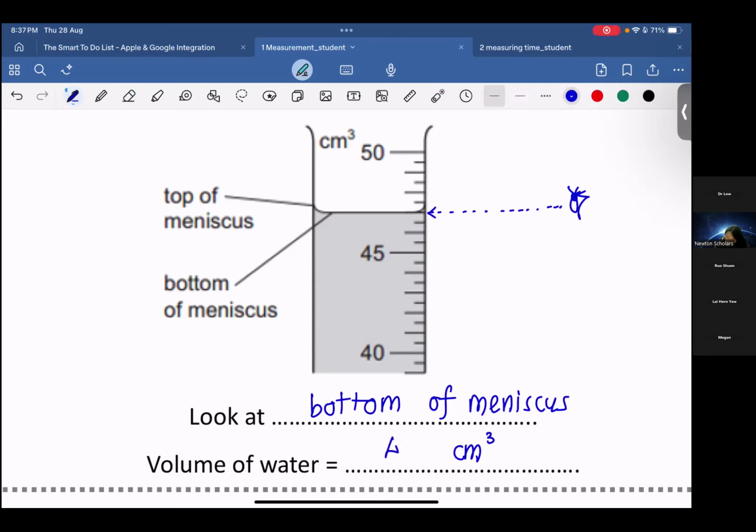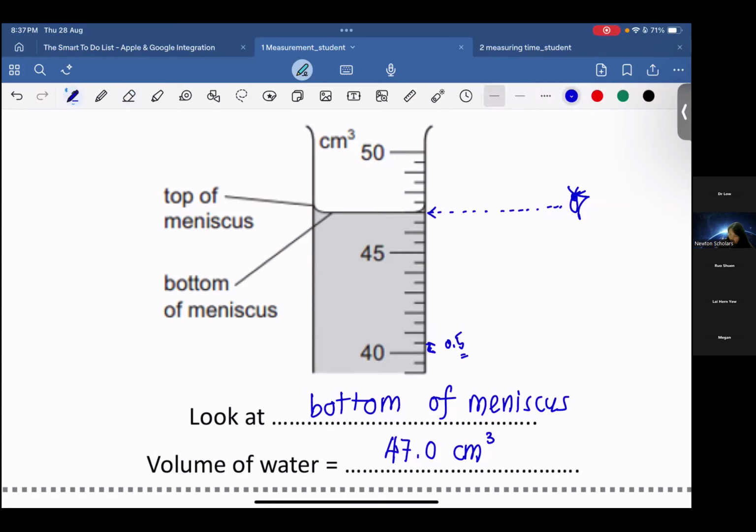I would like to write 47.0, because the smallest scale here is 0.5. That means one decimal place, so here we should write 47.0. Do you get what I mean? From this one to this one is 0.5 cm cubed. So one decimal place. My answer, I will write 47.0.